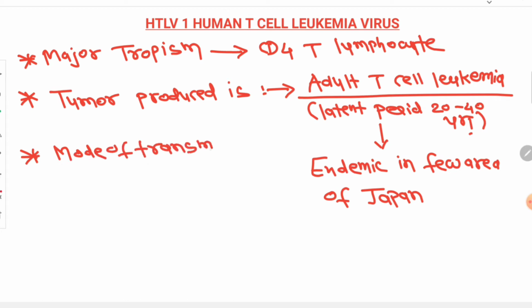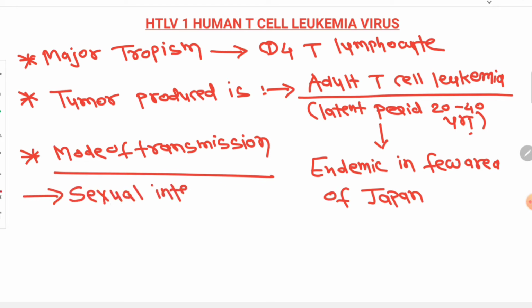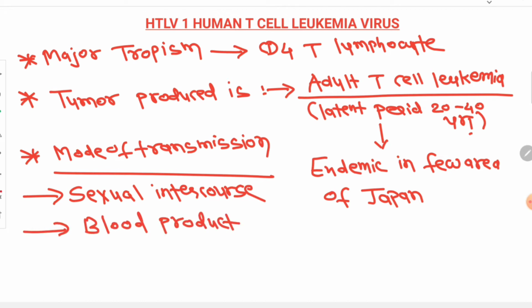Now you might ask what the mode of transmission of HTLV virus is. It can be spread by sexual contact, by blood products, or by breastfeeding.